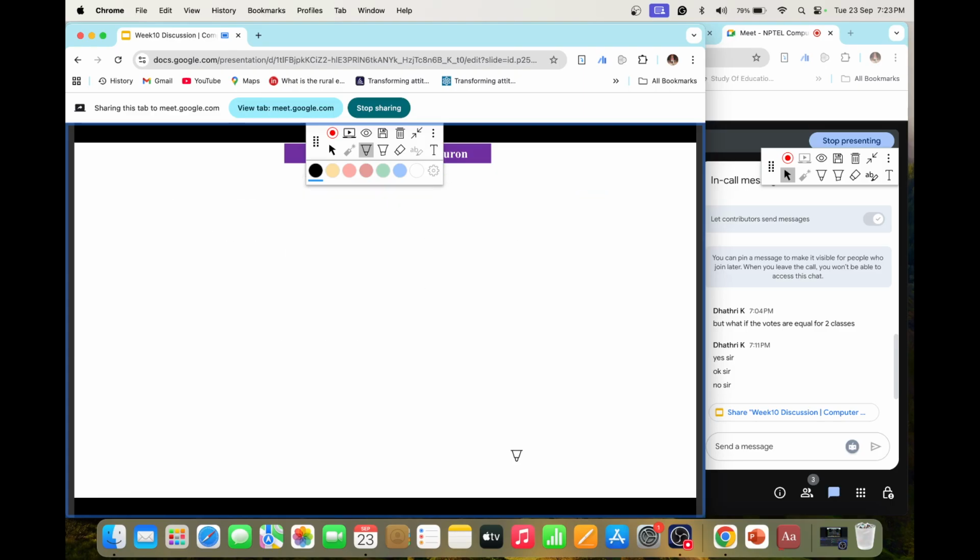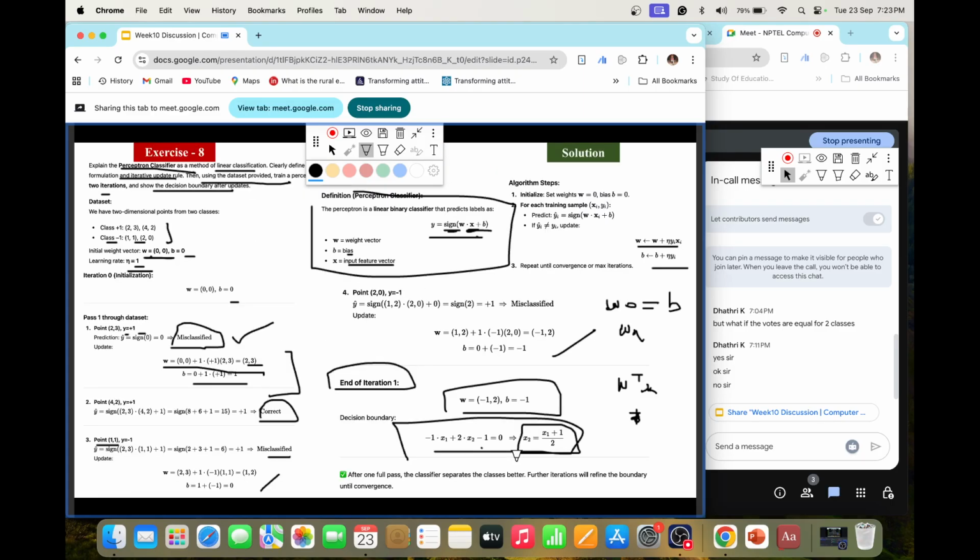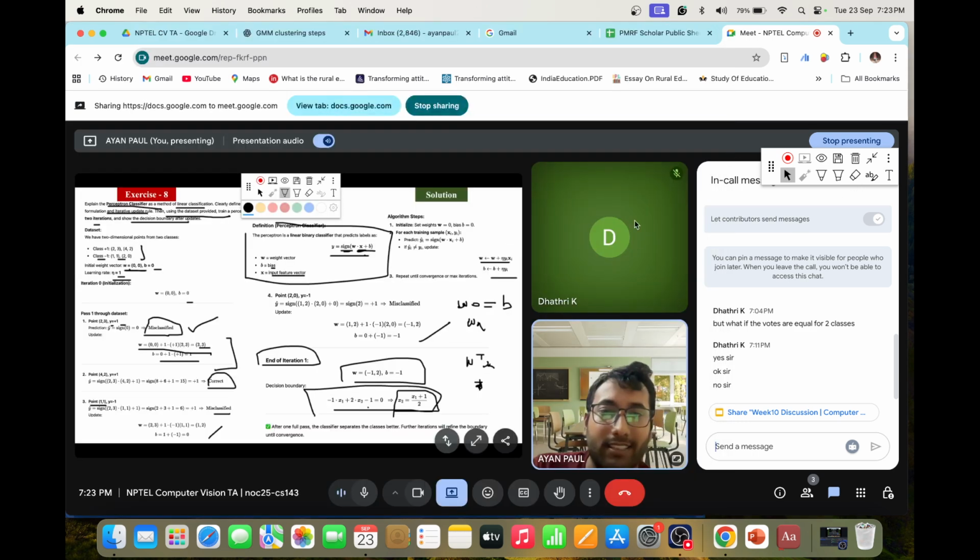Similarly, you can do iteration 2 and see how your results follow. So that is regarding the perceptron classifier. Is it clear to all of you how we have done this? Any doubt in any step, you can just ask me. No doubt, right? Okay.